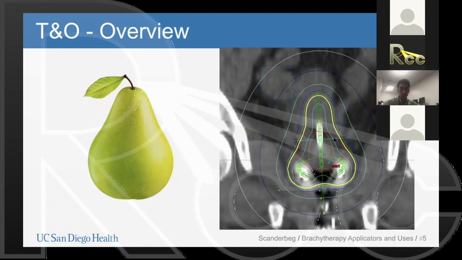But to answer the question more directly, in general, we're always looking for this sort of pear shape. Sometimes, depending on the HRCTV, we might have a larger bulge out on one side. So it's not always exactly symmetrical. It's not always exactly the same, but it should always be pear-shaped. Does that help, George?